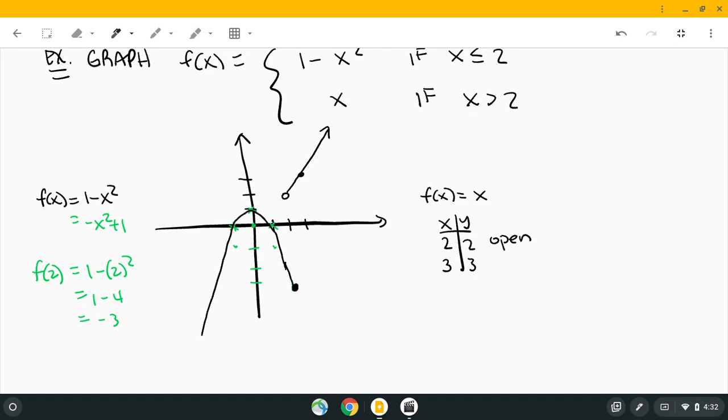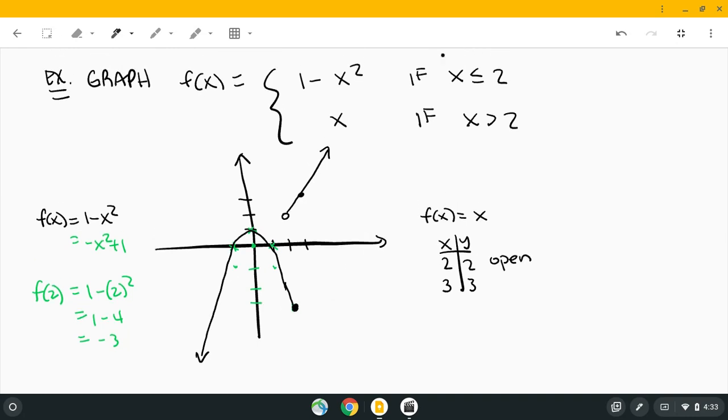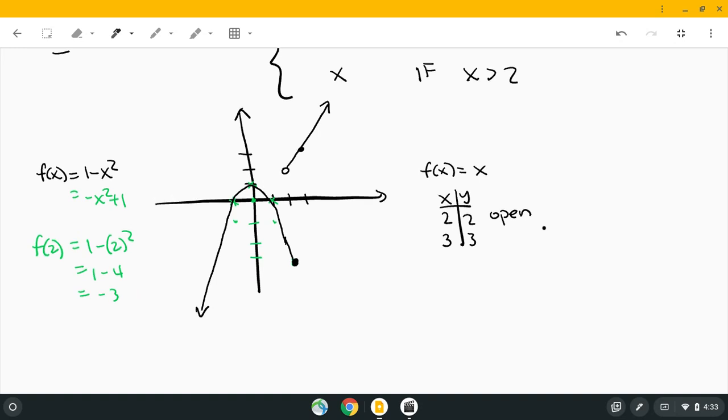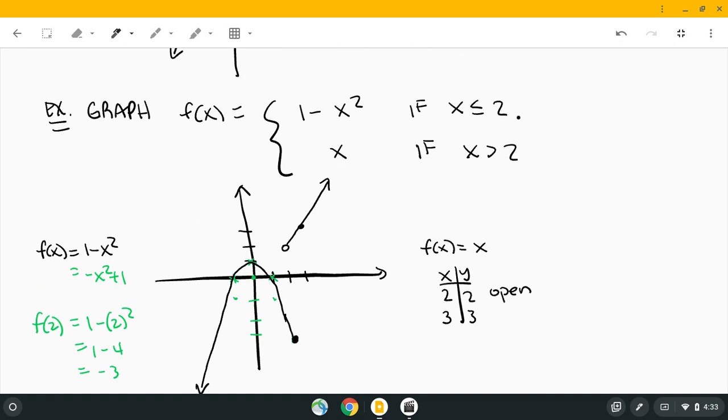And then this one can go forever. But the right side of the parabola does not go on forever, only this side, because you only have the parabola for x values that are less than or equal to 2. These are the x values that are less than or equal to 2. So you only have the parabola for these x values. So that's how you do piecewise functions. You just really have to make sure that you stop the graphs at this value. One of them will be a closed circle, one will be an open circle.